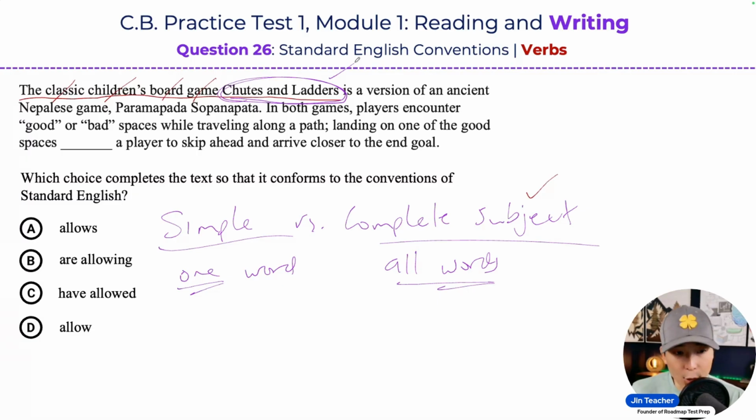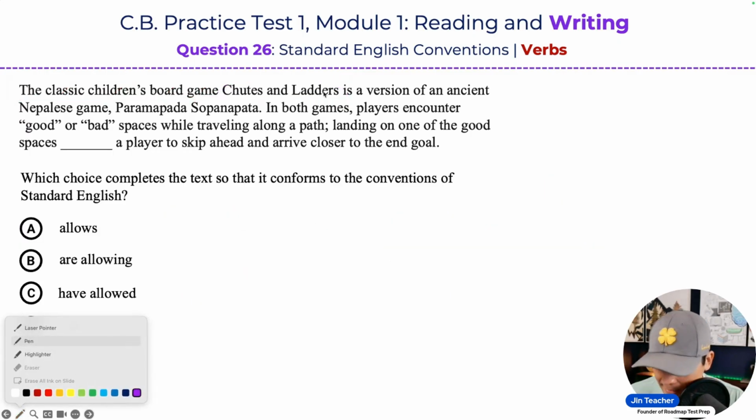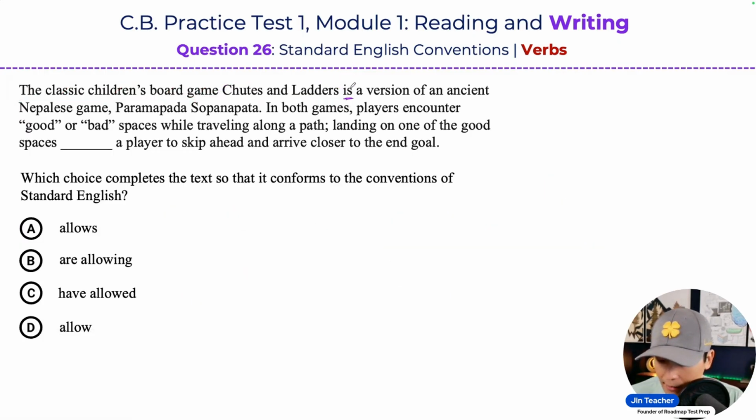Okay, and so we know that Chutes and Ladders is a singular subject, because it's just referring to one game. It's a type of game. It's a board game. So because it's a singular subject, we want to pair that with a singular verb. This is why you see "is" as the verb for this subject, okay? A singular verb pairs with a singular subject. This is what the concept of subject-verb agreement is all about. It's basically saying that every subject and its verb must agree in number.